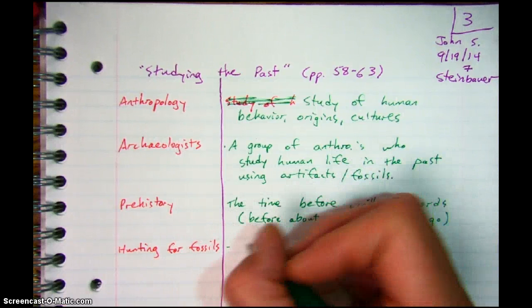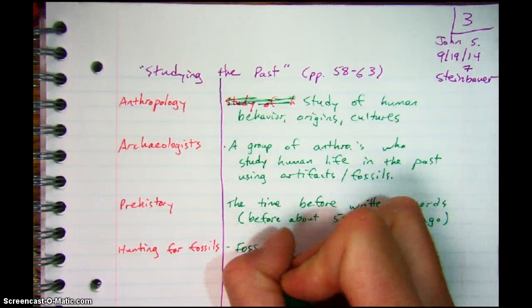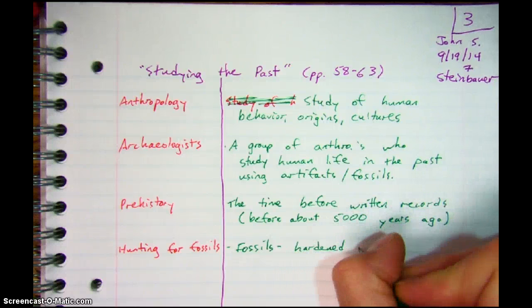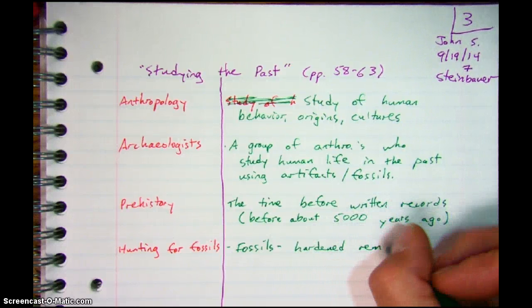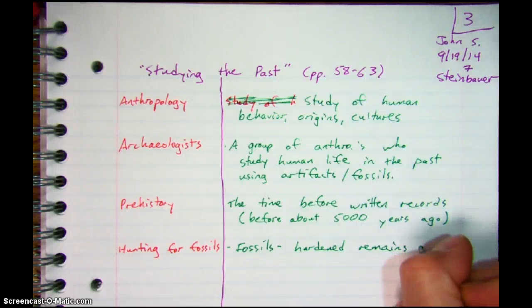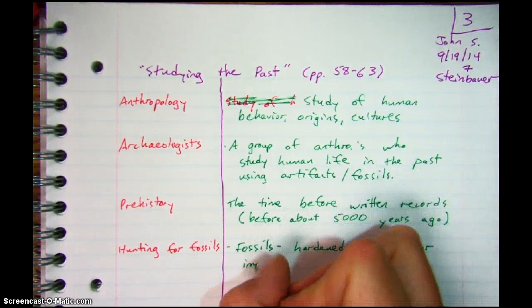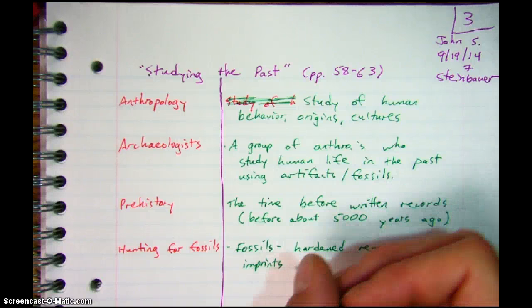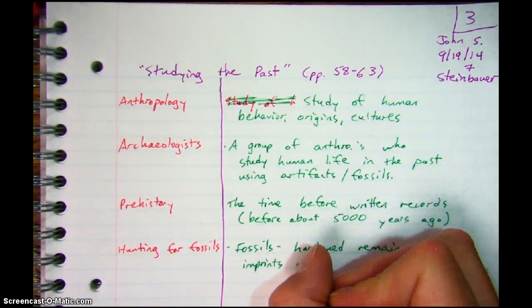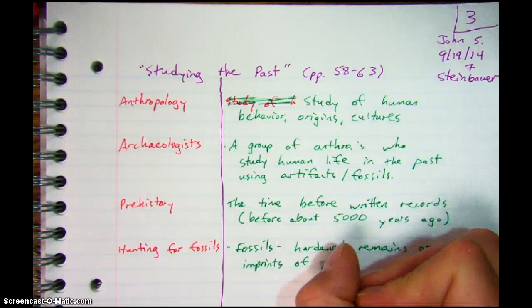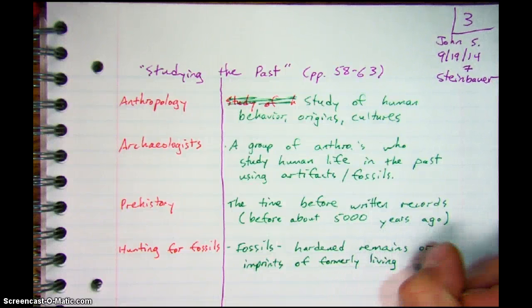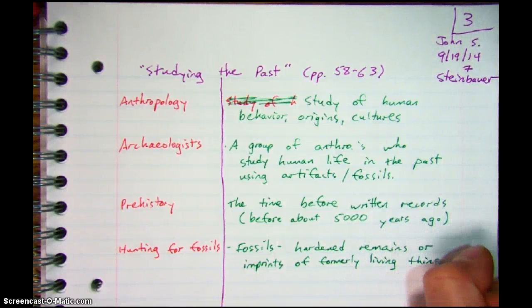The first part is, what are fossils? They're hardened remains or imprints of formerly living things. I'm going to go ahead and write it all out. You could say of things that have died, I guess. That would also work, but it's almost as long.